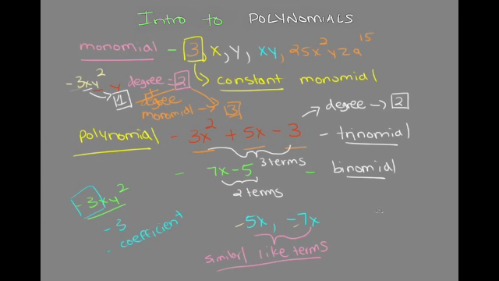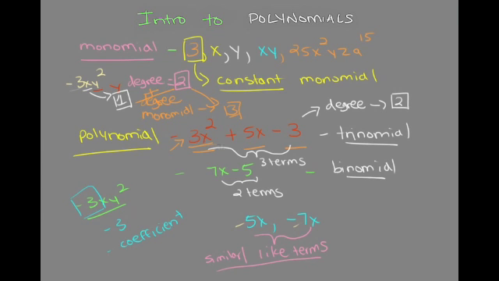And when we do that, we can find the leading coefficient. The leading coefficient is the coefficient of the monomial that has the highest degree in the polynomial. So if you arrange it in descending order of degree, then the highest degree monomial would always be on the left. So the coefficient of that monomial on the left would be your leading coefficient. And in this case, it's negative 3, because it's the coefficient of the monomial that has the highest degree in the polynomial.